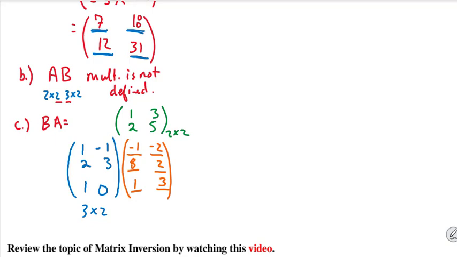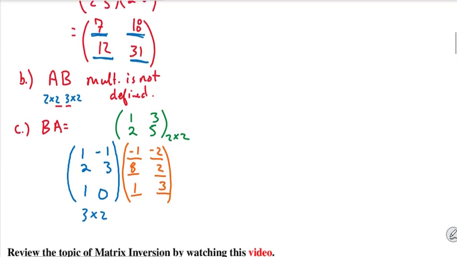Just as a reminder, when I went to compute this entry right here, this is the 2, 1 entry, so I took the second row of my first matrix and dotted it with the first column of my second matrix. And when I did 2 times 1, I got 2, and then I did 3 times 2, and I got 6. Summing those together gives me that entry of 8. So I hope that clarifies the process of matrix multiplication, and also gives you a reminder as to why, in some instances, matrix multiplication is not well defined.